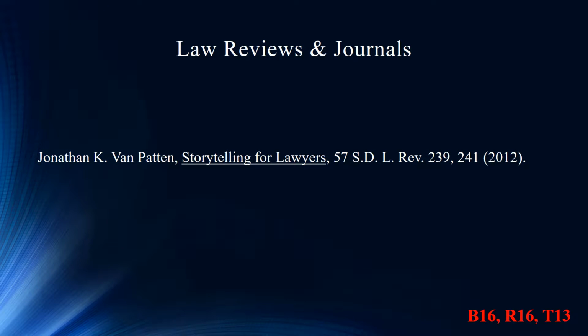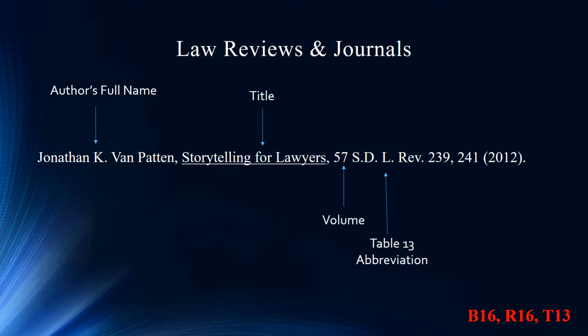Let's take a look at a citation to a law review article written by Professor Van Patten. First, list the author's name as it appears on the publication, followed by a comma and then a space. Then list the title of the article, either underlined or italicized, followed by a comma and then a space. Next, list the volume of the publication, space, then follow that with the publication's abbreviation according to Table 13. Then list the beginning page of the article, followed by a comma and a space, and then the pin citation to the specific page. Finally, enclose the year in parentheses and end the citation with a period.